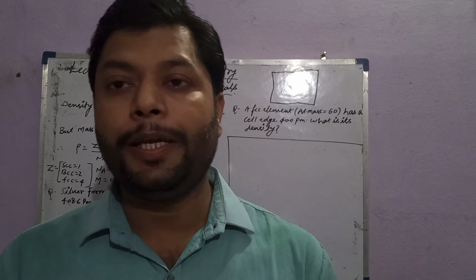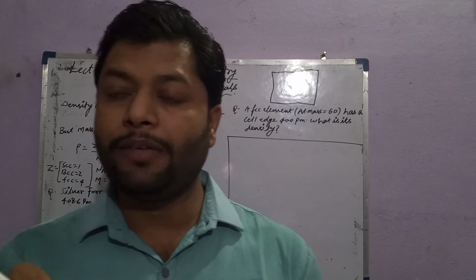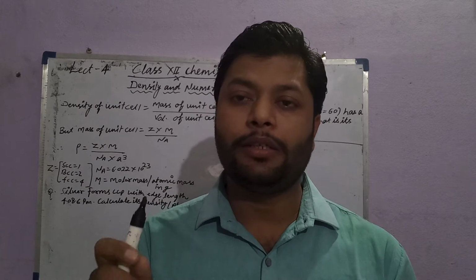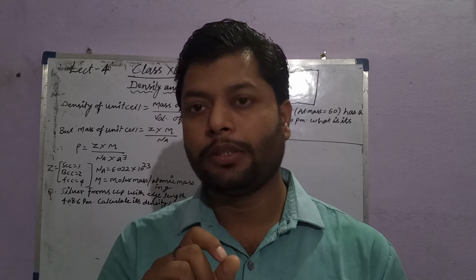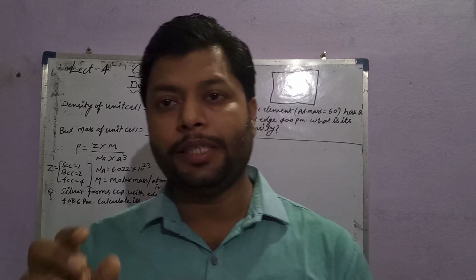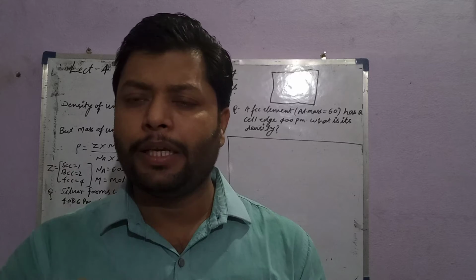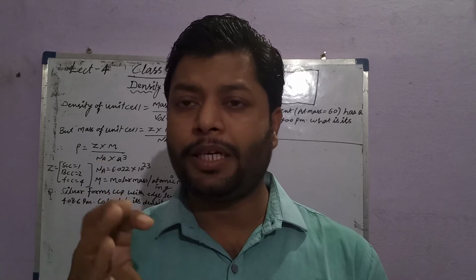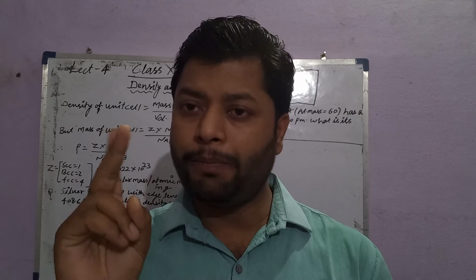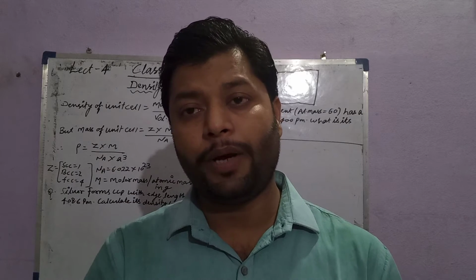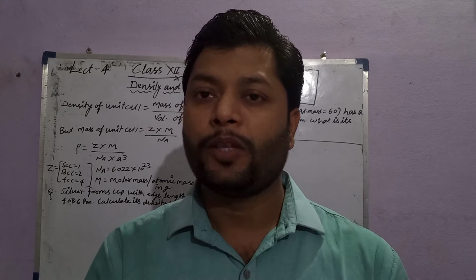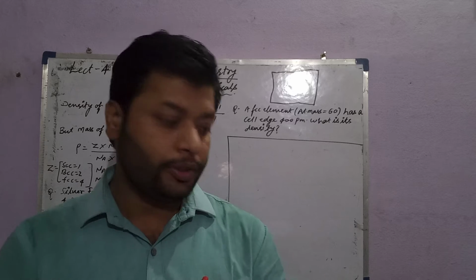Just remember one thing only. For making the formula, you have to learn the value of voids, the nature of voids, and the number of particles in FCC, HCP, CCP, BCC. So if you know the nature of the different unit cells, different packing, different voids, you can calculate the formula of the unit cell.